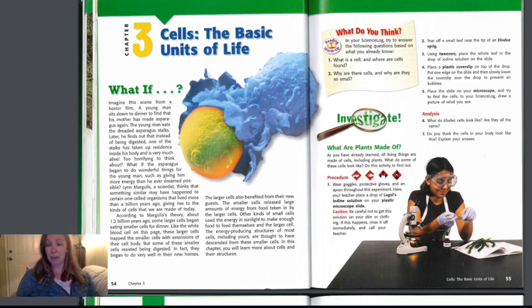So over on page 55, it says, what do you think? In your science log, try to answer the following questions based on what you already know. What is a cell and where are cells found? Why are there cells and why are they so small? We're going to skip this investigate because I don't think a lot of you have a microscope at home. But if we were at school, we'd be doing page 55. So I'm going to skip page 55 for right now.